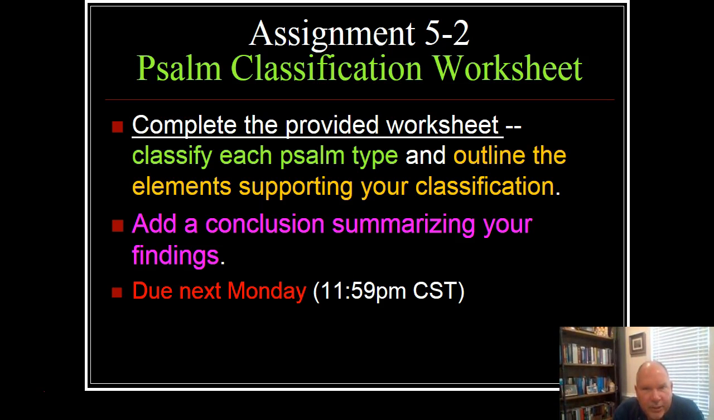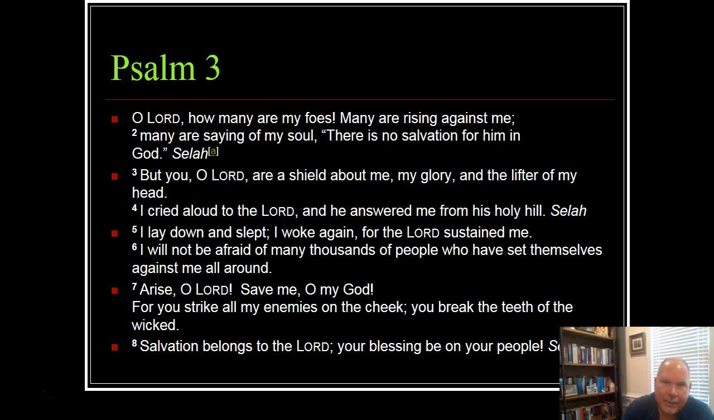Assignment 5.2 is a psalm classification worksheet. And I'm going to give you on that worksheet several different psalms, and I want you to identify what psalm type they are, and you'll find the types in your reading, and then outline the elements supporting your classification. At a conclusion, summarizing your findings. So how do we do that?